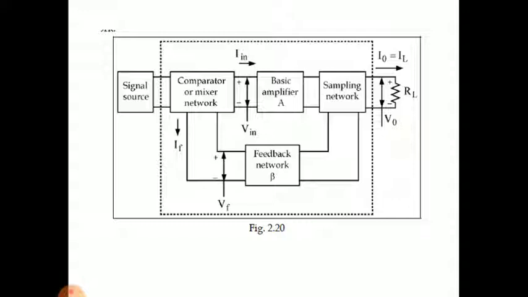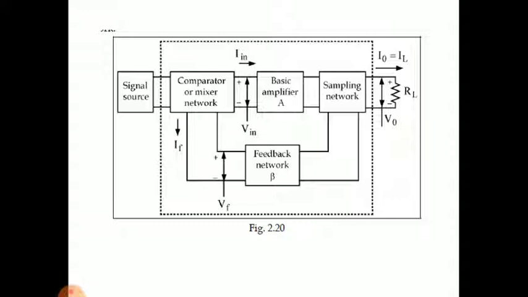But there is another block that is called the sampling network. This network is a circuit which will take the sample out of the output of basic amplifier, only some proportion, and give it to the input of feedback network, and the feedback network's output is given to the mixer network.